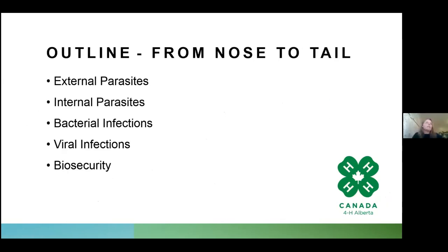All right, so tonight, quick outline of what we'll be doing. We're going to talk from nose to tail about what bugs we can expect to see or may see. We have external parasites, internal parasites, bacterial infections, both inside and outside, viral infections, and I want to touch a little bit on biosecurity, how we should consider it in a 4-H situation. Biosecurity is always a good thing to know.